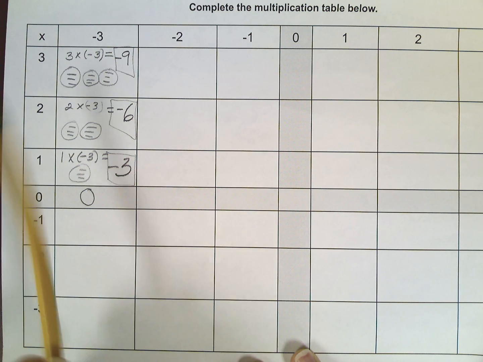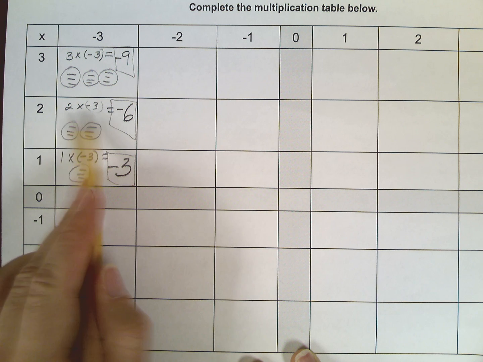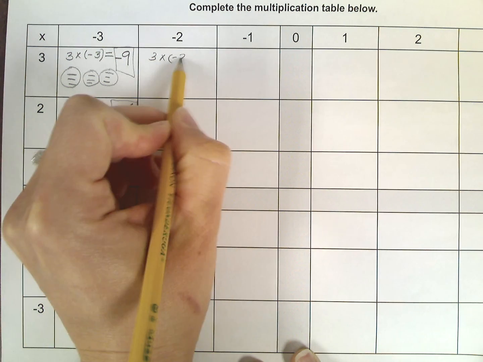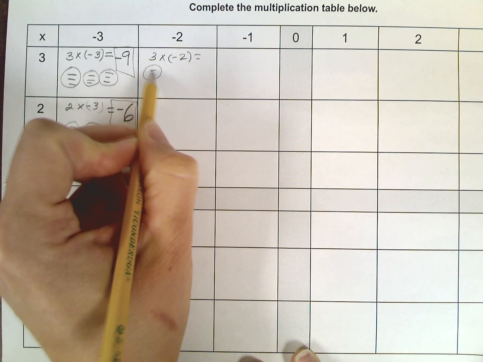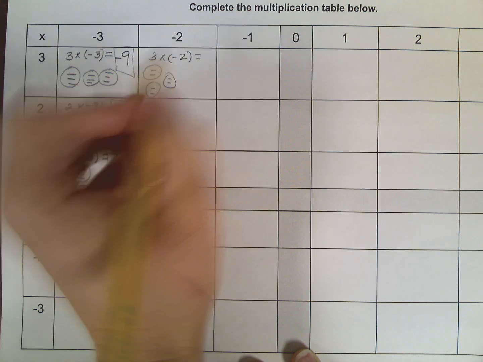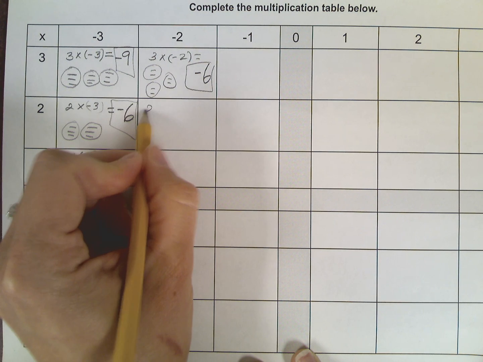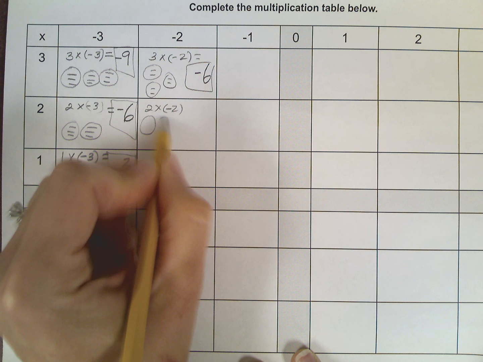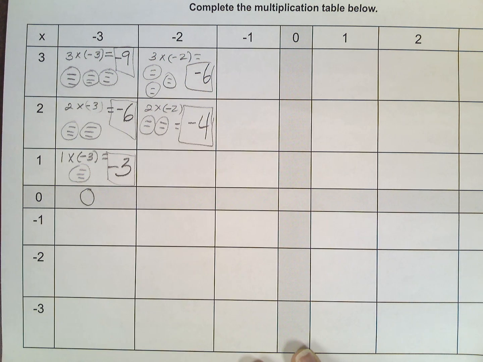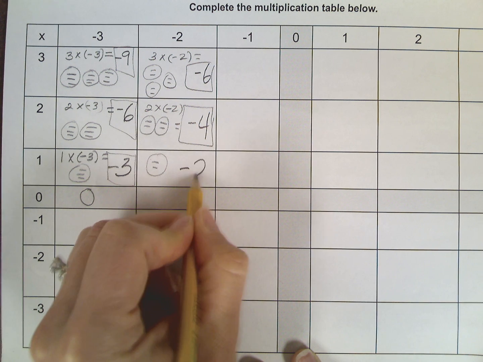All right, let's try our next one. 3 times negative 2. Well, we already did that here. It would just be the commutative property, and we're changing what number is negative. But let's try it out. So 3 groups of negative 2. So 1, 2, 1, 2, 1, 2. So how many do we have here? Negative 6. And then 2 times negative 2. So 2 groups of negative 2, and we have negative 4. And then 1 group of negative 2 would be negative 2.